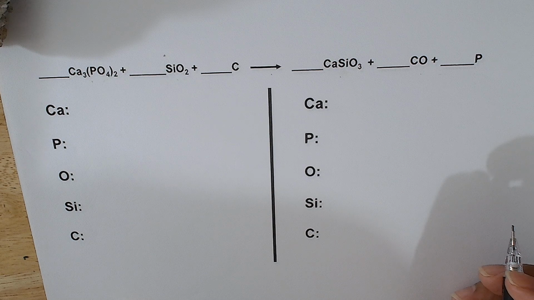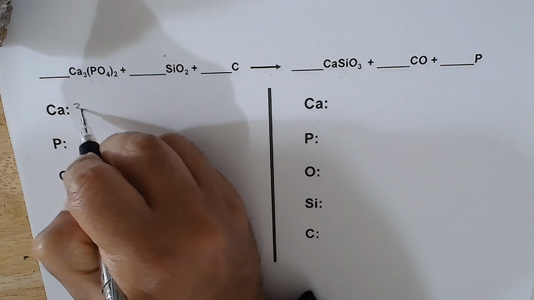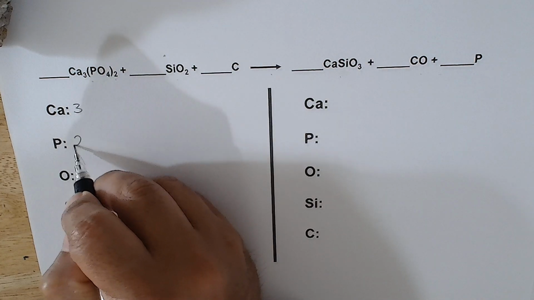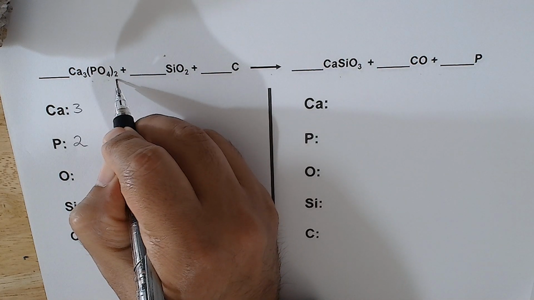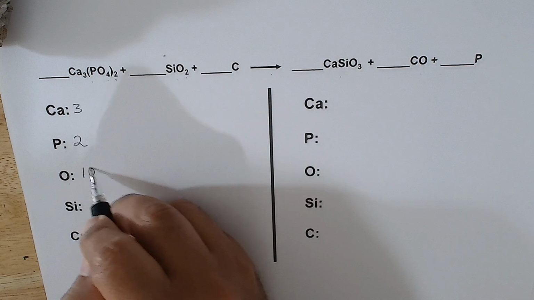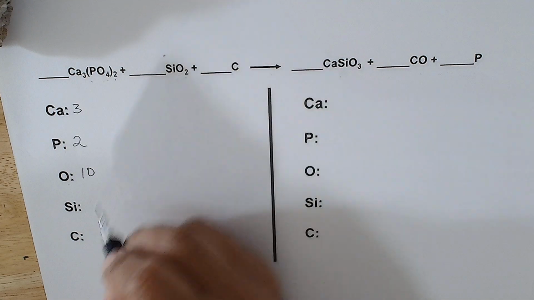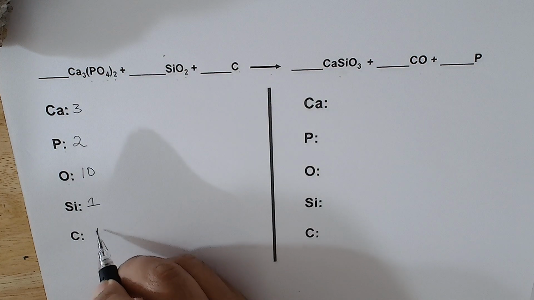So let's find out how many atoms we have to get started. So we have 3 atoms for calcium. For phosphorus, we have 2. For oxygen, we have 4 times 2 is 8, plus 2 more from here is 10. For silicon, we have 1 of them, and then we have 1 for carbon.